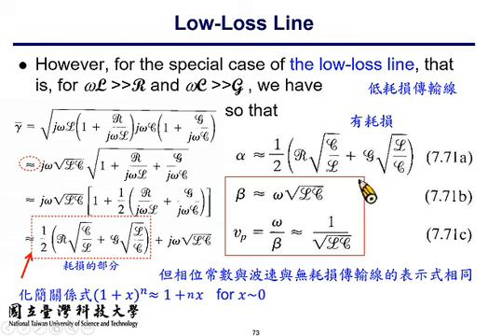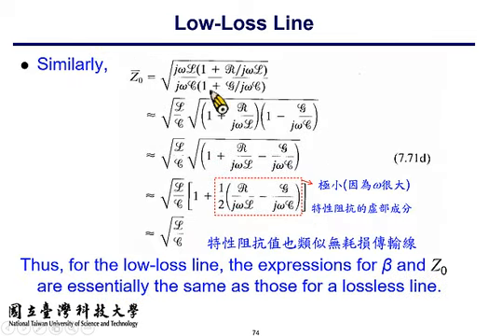They cannot be ignored as long as R and G are actual numbers, so that represents the loss part. Nevertheless, the phase constant beta and the propagation velocity Vp are pretty much the same as for the lossless transmission line. So continue to the next page.